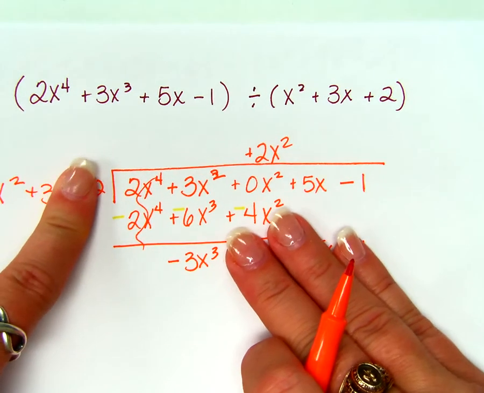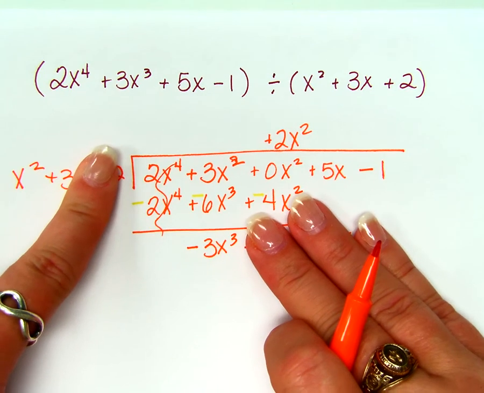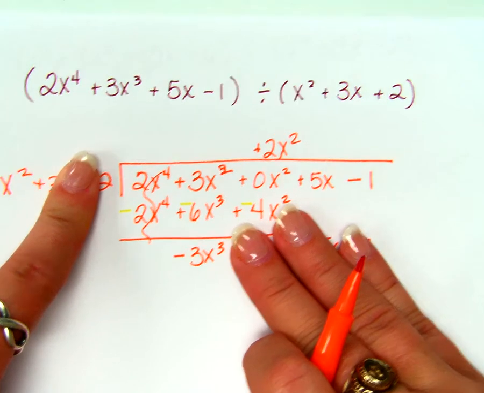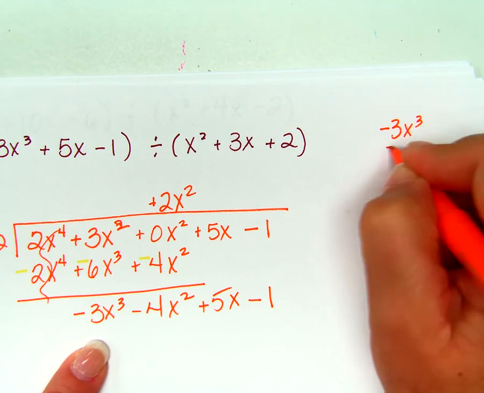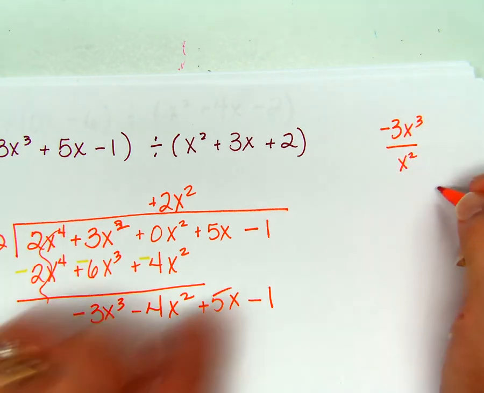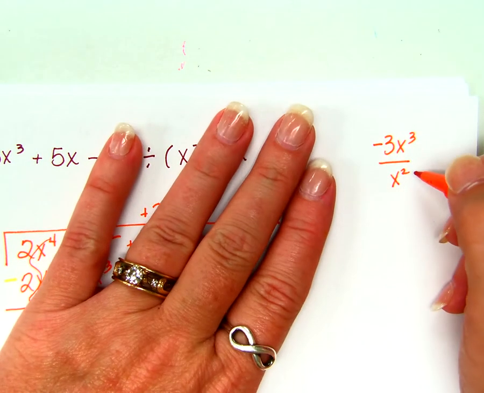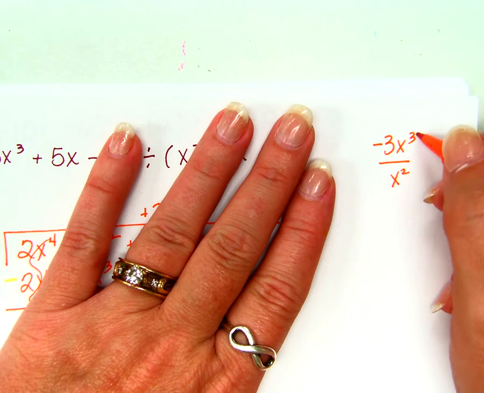Now, can I show you something? I know some of you are saying the right answer, but can I show you something for the rest of you who are not? Sometimes I like to come over here to the side and say negative 3x to the third over x squared. Because that's really what I'm doing, right? I'm dividing.